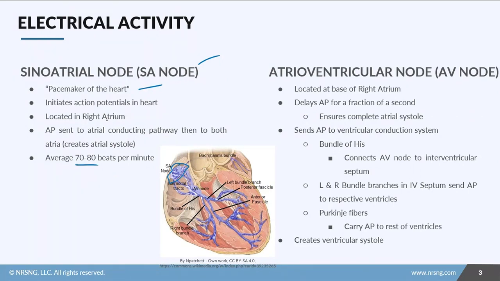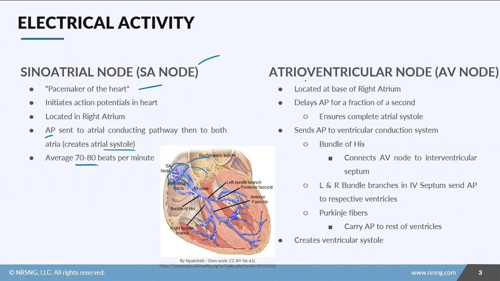It's located in the right atrium, and the action potential is sent through the atrial conducting pathway to both the atria, which are here, and then also across here. You can't see it in this image, but it extends out this way. And it's going to create that atrial systole, so you'll get the contraction of the atrium.